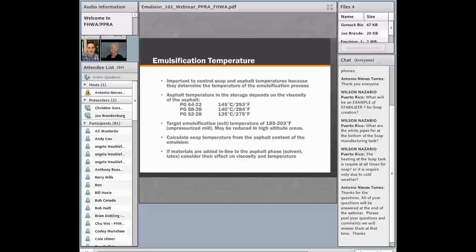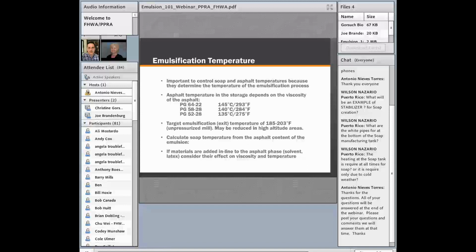But as a general rule of thumb, you want to make sure that whatever binder you use, the availability of pumping it is such that your viscosity of your asphalt is conducive to creating that emulsion. It's always helpful to get a viscosity curve of your asphalt so you understand, as you begin to increase temperature, your viscosity will decrease. And as your viscosity decreases, your asphalt becomes easier to emulsify.